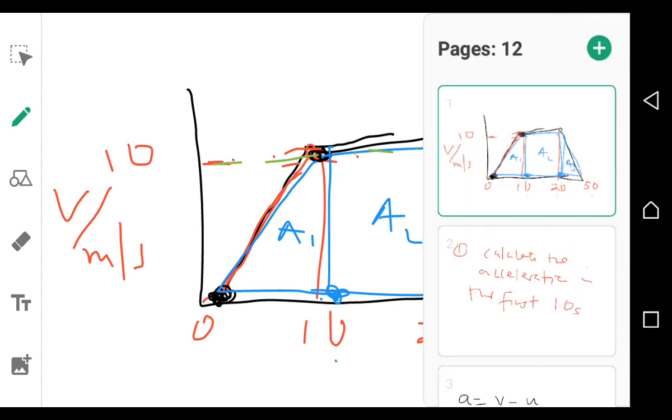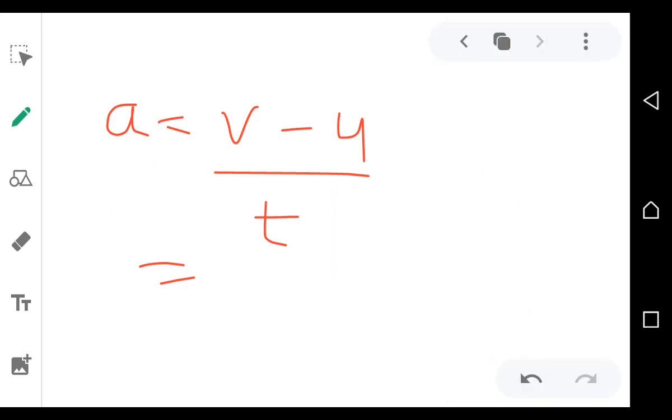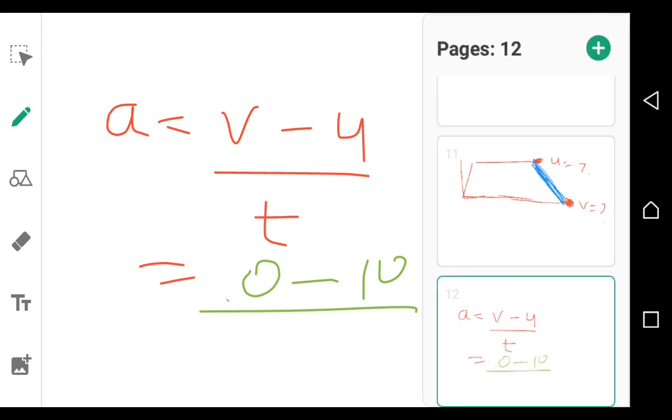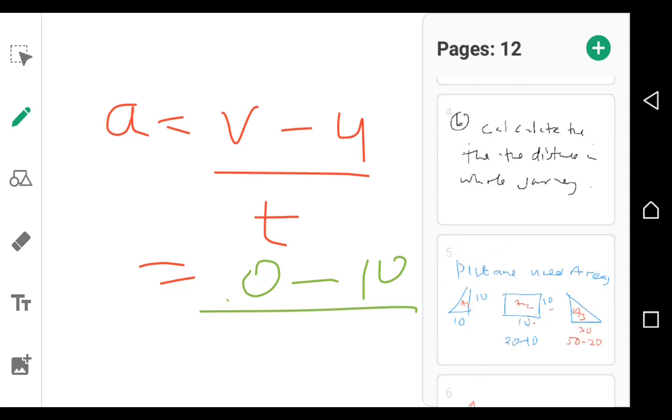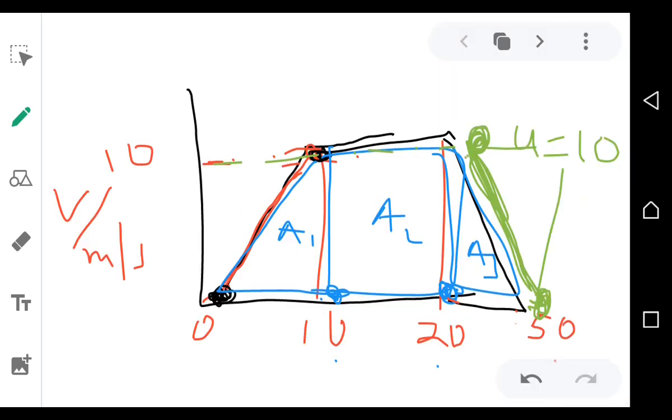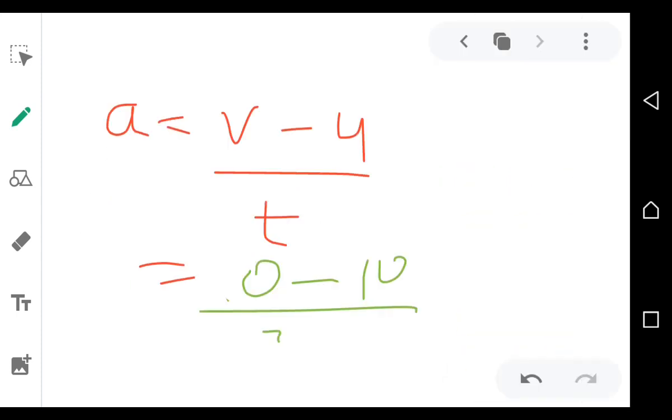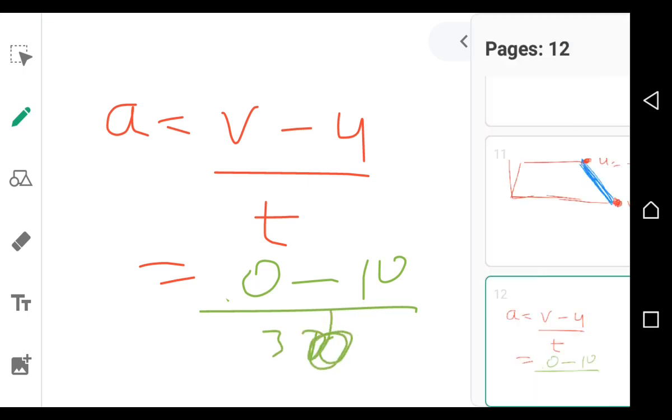So that's how you do it. Final velocity is 0, minus initial velocity, which was 10, divided by the time it took. How long has it taken for me to move from here to here? It's a triangle I'm looking at. It is 50 minus 20, which is 30. So the time it took here was 30. So acceleration is equal to negative 10 over 30, which is equal to negative 1 over 3.